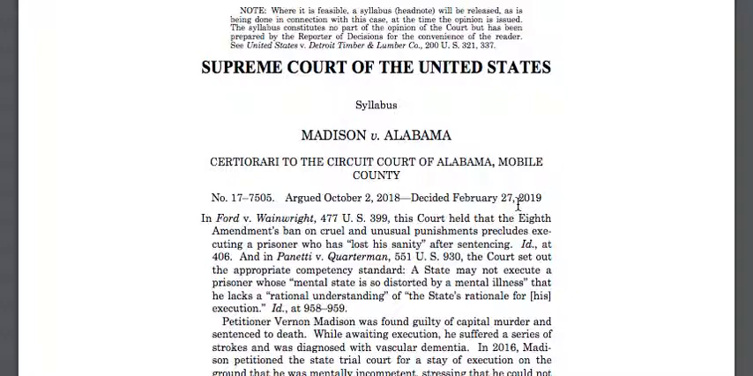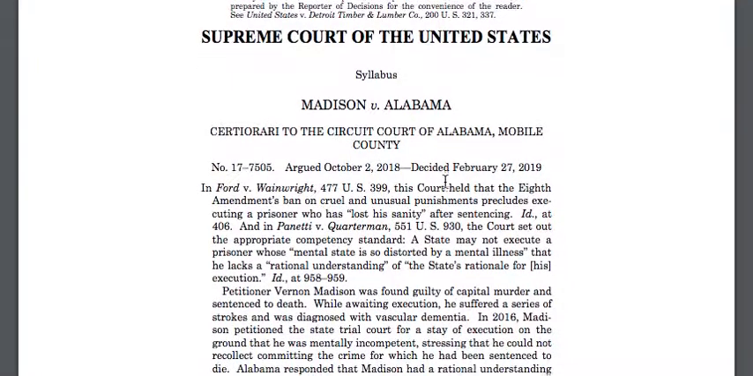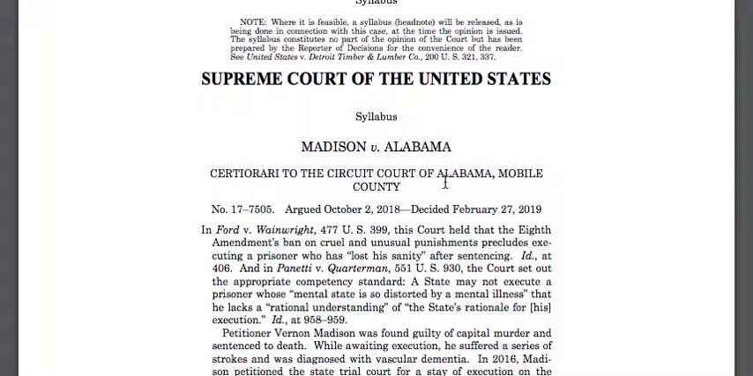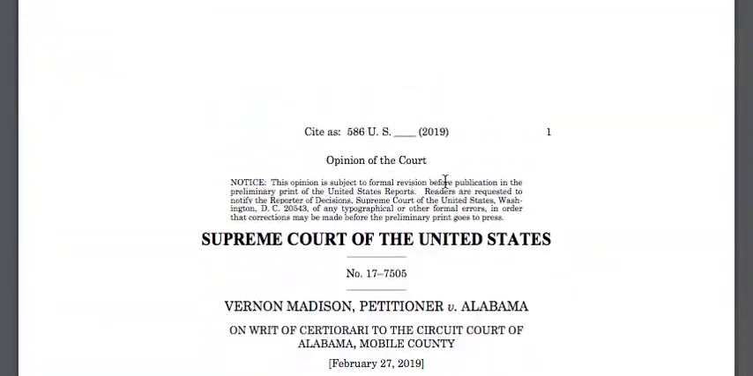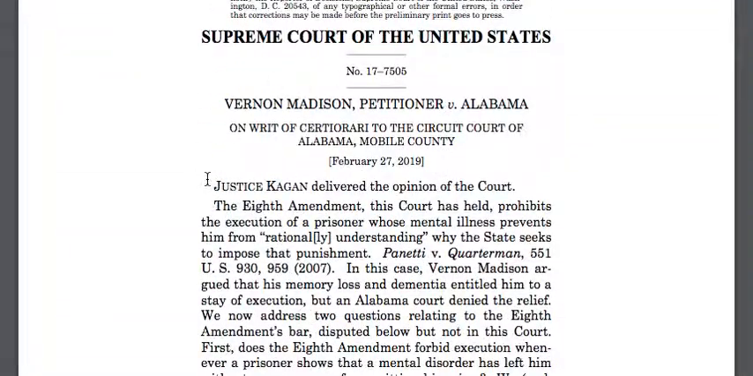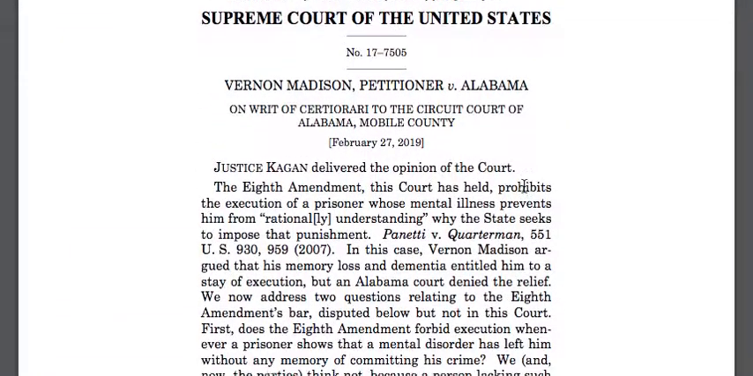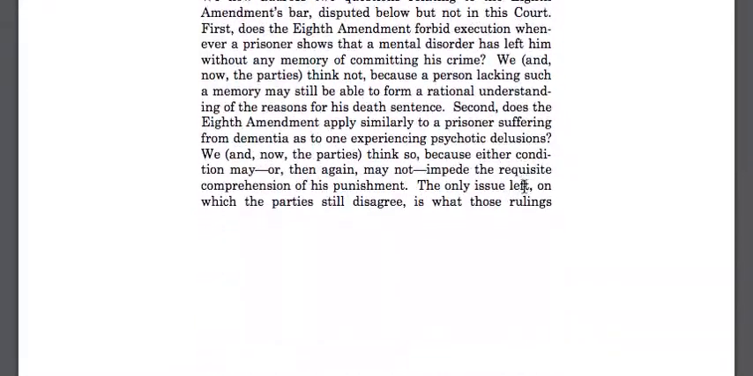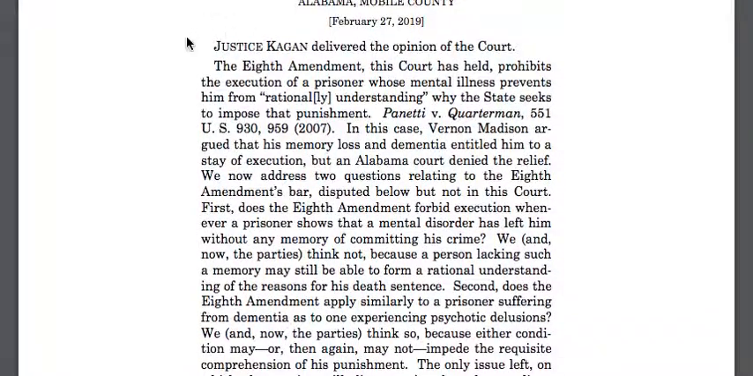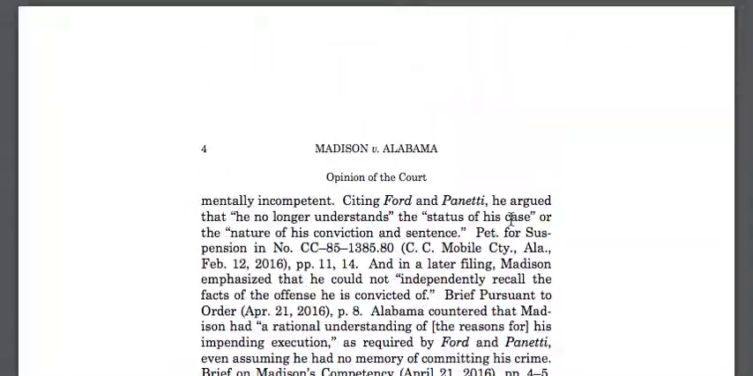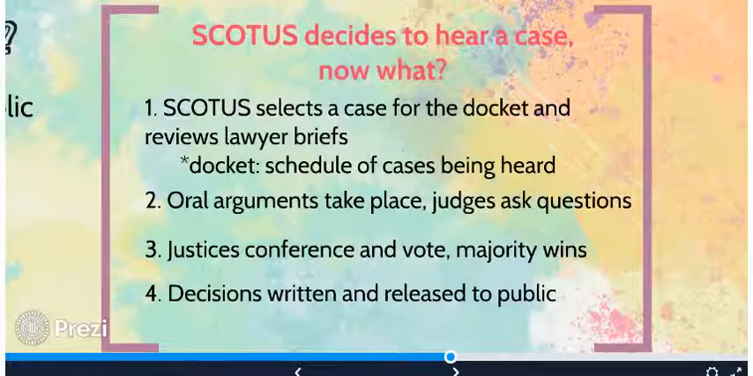So Justice Elena Kagan, who is one of the 3 women on the Supreme Court, writes out this decision. Justice Kagan delivered the opinion of the court. So of the justices, at least 5 of them said, yes, we agree with Justice Kagan and what she says. And then she writes out her whole opinion, and it's like 5 pages long. So she writes out this whole thing, and that's their opinion.